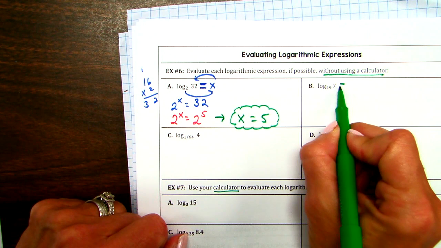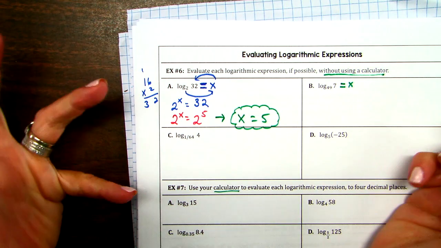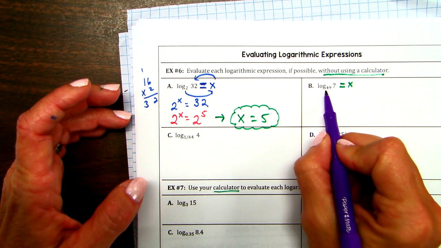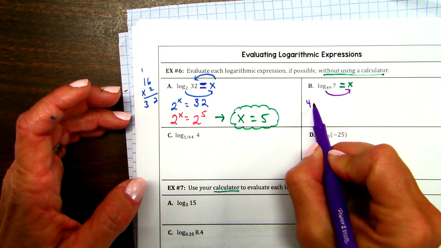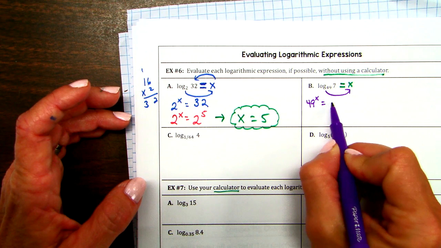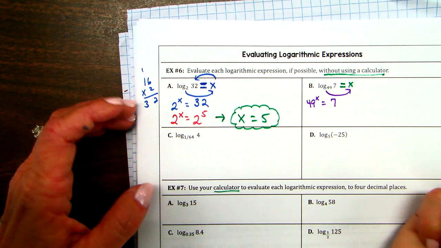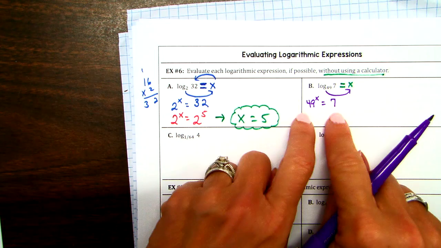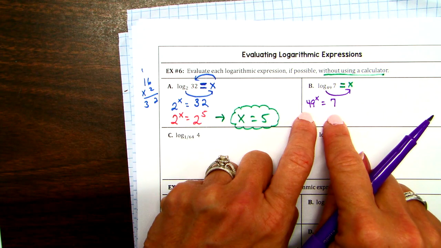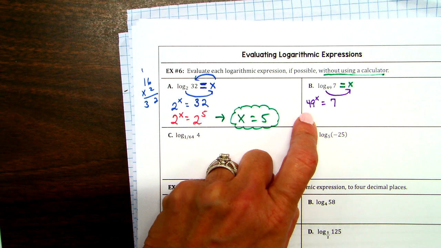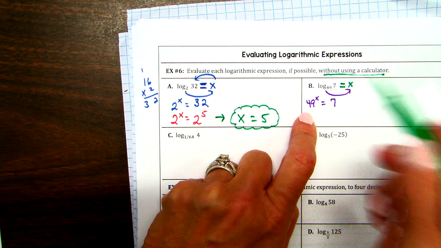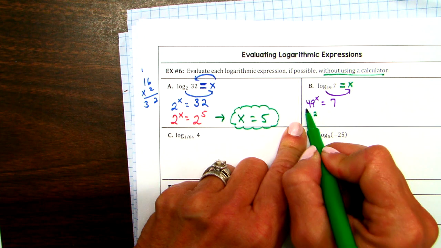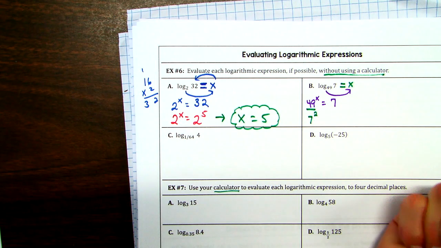Try another one. Equals x, or any letter. I just put x. You can put whatever letter you want. Rewrite it in its other form. 49 to the power of x equals 7. Remember, if you're being asked to do this by hand, you should be able to get them to have the same base. And I think we all know 49 can be base 7, right? So 49 is 7 squared. All I did was change 49 to 7 squared.